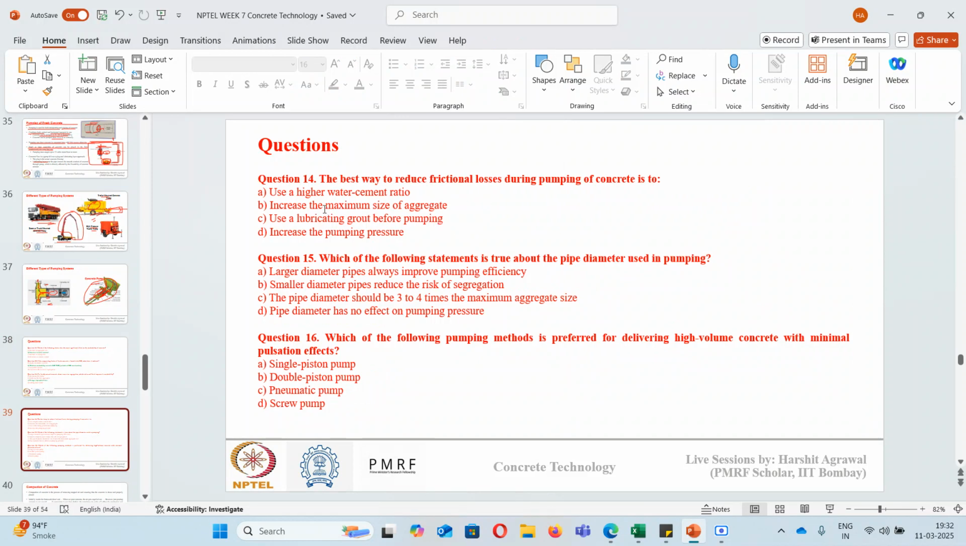Question number 14. The best way to reduce frictional loss during pumping is to. We have seen inside a concrete pump there is the plug and there is the lubricating layer. My plug flow is the actual concrete that is flowing and the lubricating layer is on the sides. If my lubricating layer is weak, there is more friction, so I will require higher pumping pressure to force my concrete through a pipe. To reduce friction, what can be done?